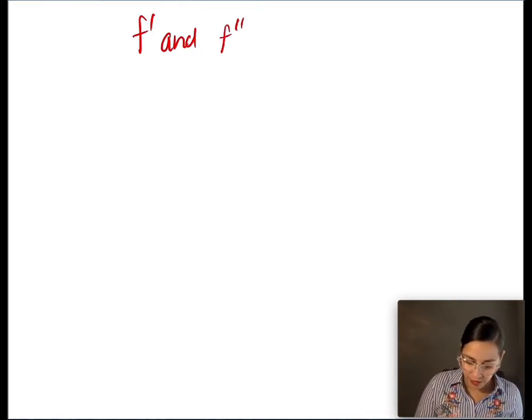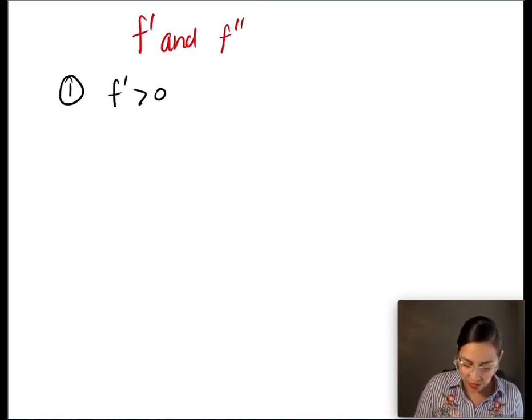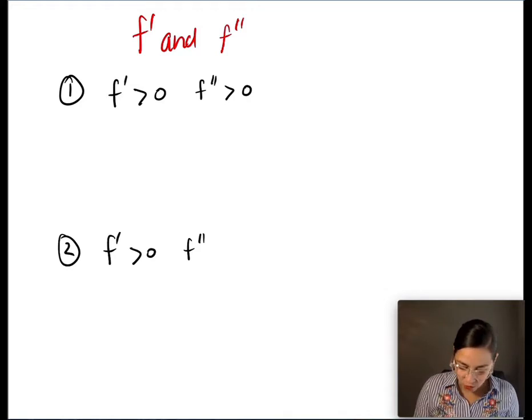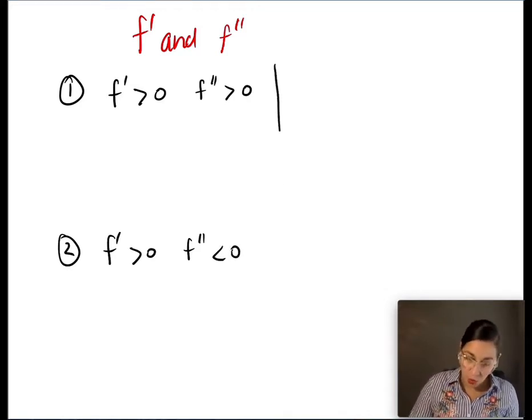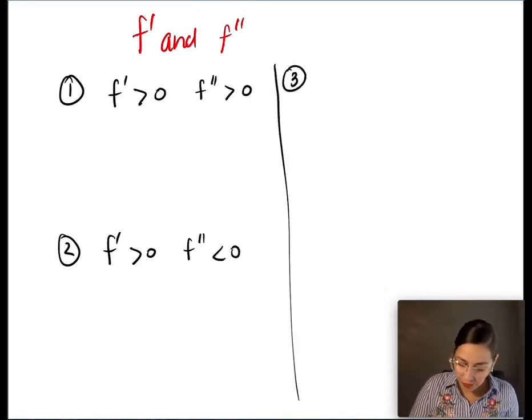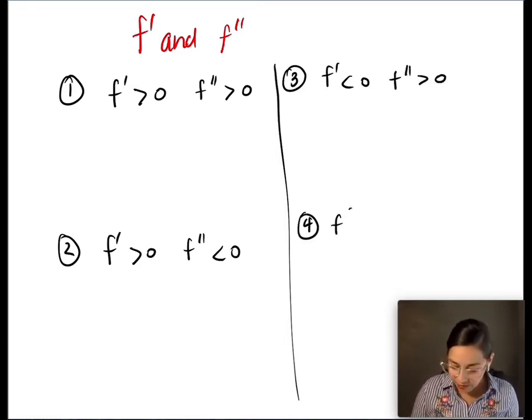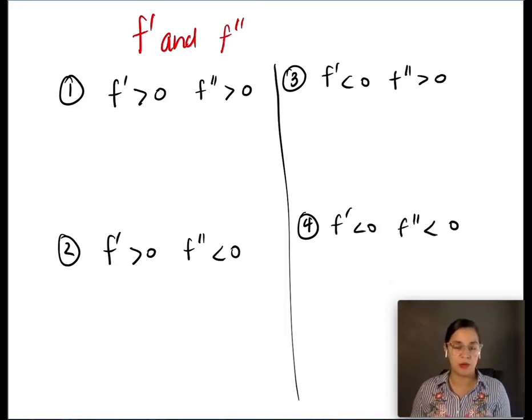You have, for example, number 1, what happens if f prime is greater than 0 and f double prime is also greater than 0? What happens if f prime is greater than 0 but f double prime is less than 0? What happens if f prime is less than 0 but f double prime is greater than 0? And then finally, what happens if f prime is less than 0 but f double prime is also less than 0?